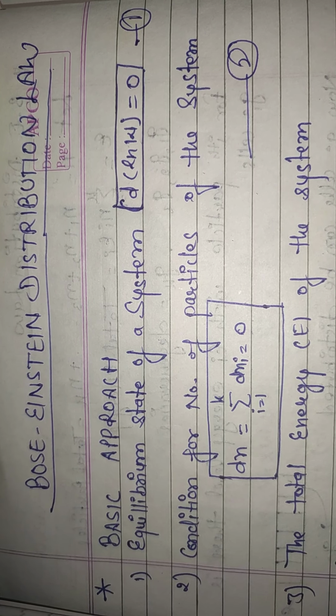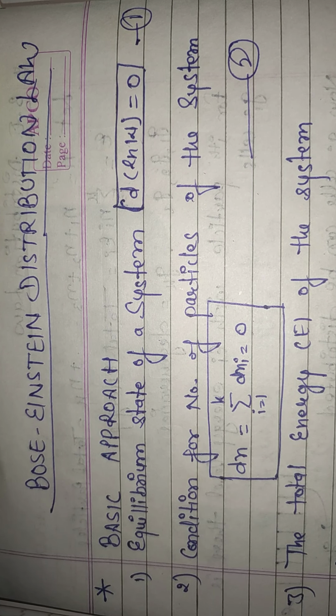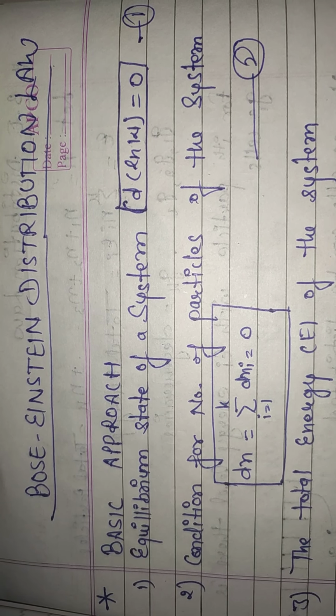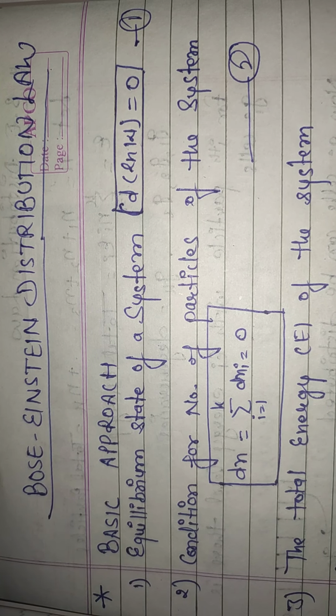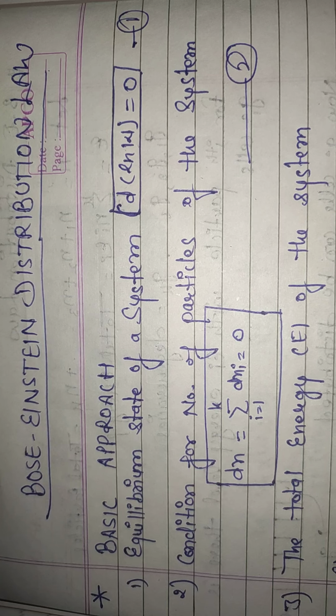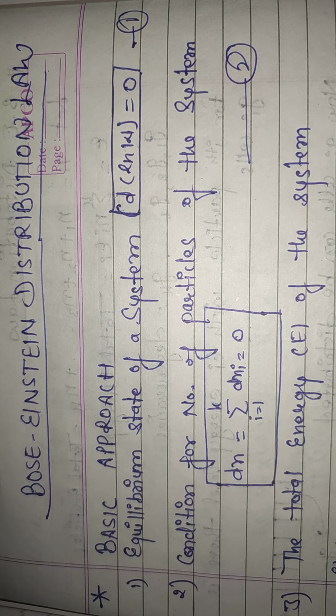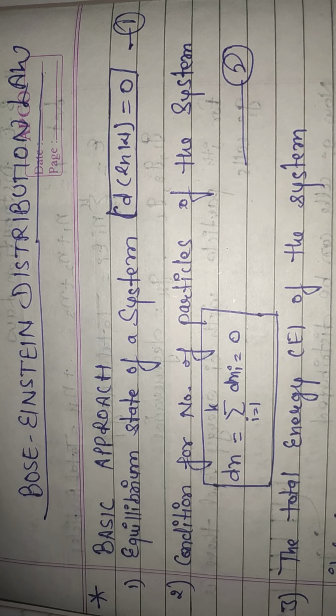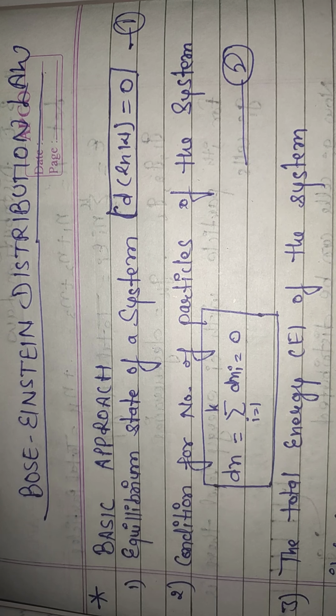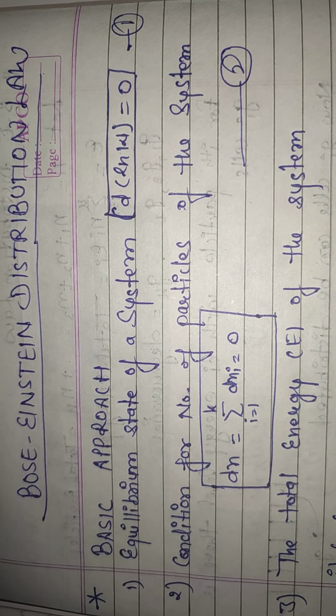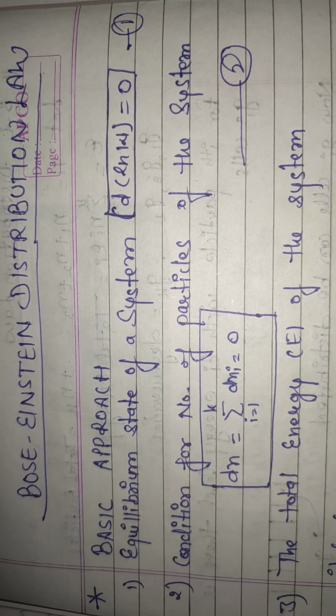Good evening everyone. Today's lecture is about the Bose-Einstein Distribution Law. In this law we will derive a mathematical formula in which the distribution of particles is related to the corresponding energies. You know that we have studied the basic assumptions of Bose-Einstein statistics, so here we will derive the mathematical relationships.